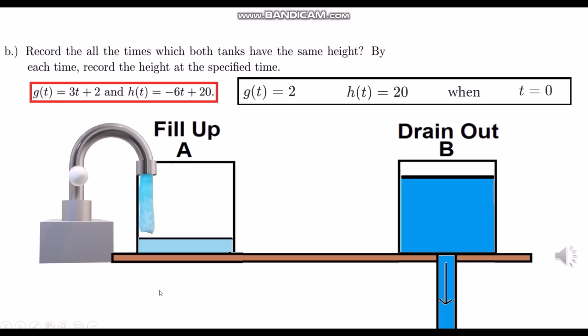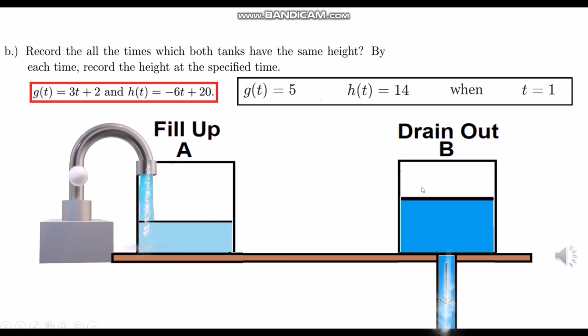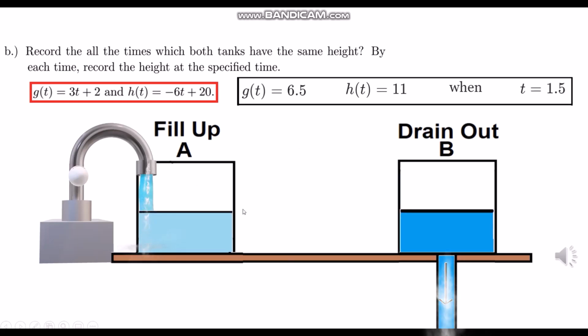All right, and now this question says, record, I know I have a spelling error. Sorry about that. Record all the times which both tanks have the same height. By each time, record the height at a specified time. So let's see a demo right here. This is kind of cool. So we know g of t, its height is 2 feet right here, and this height is 20 feet when time t is equal to 0. So we're going to fill this up. This one's being filled up, this one's being drained, and we see here eventually that their heights become the same, right?